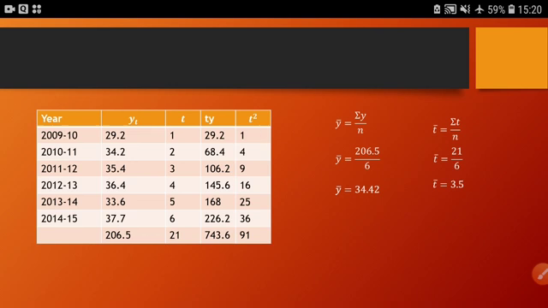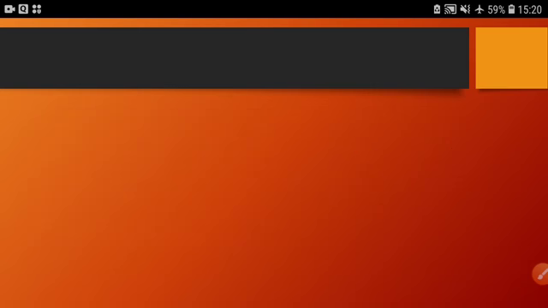Then total of T bar. So T bar is sigma T upon N. Sigma T is total of T, that is 21, upon N, N is 6. 21 upon 6 is 3.5. So this is the data with us.